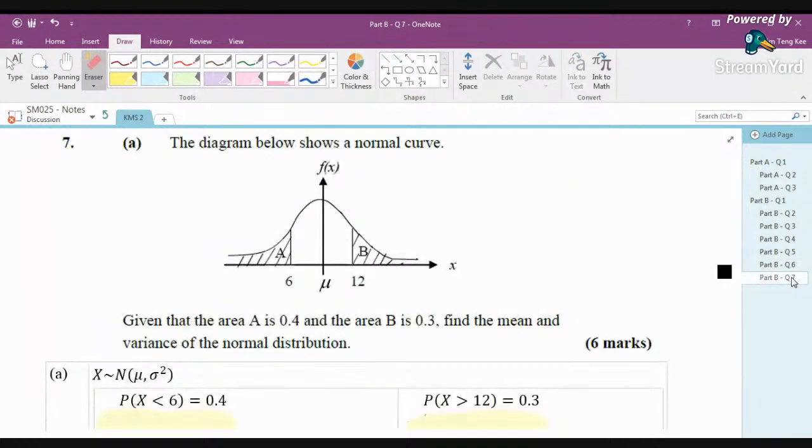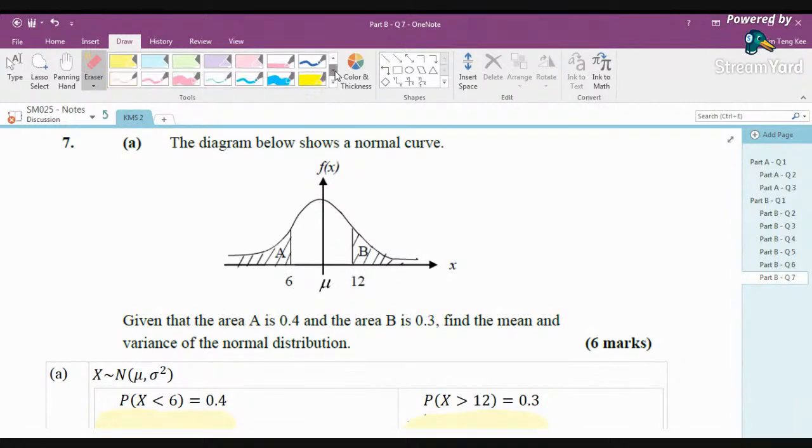Last question, 7a. The question seems to be redundant, but never mind. Let us see different patterns of asking a similar job we want to do. In part A, you are given the diagram as follows, showing a normal curve, where this part here refers to the mean, mu, and we have region A and region B, with the corresponding values of x as 6 and 12.